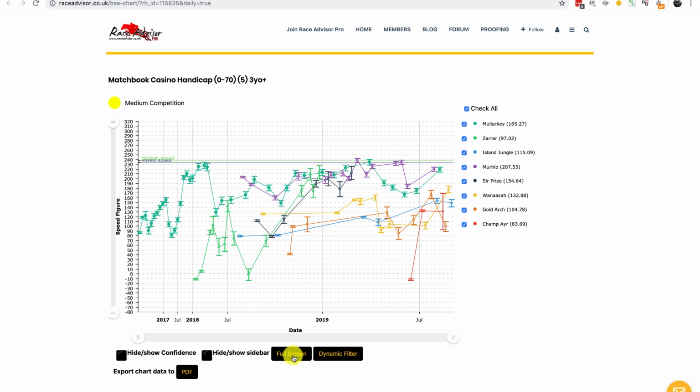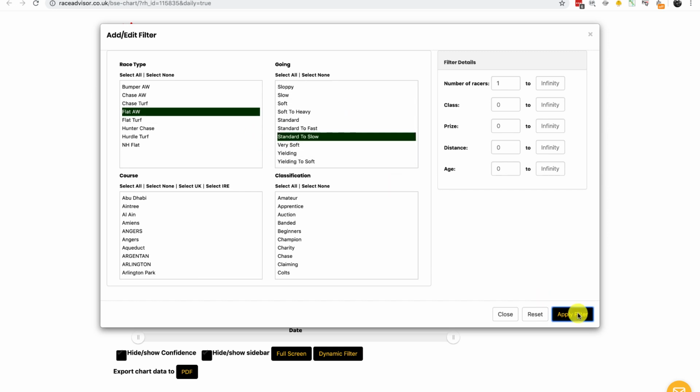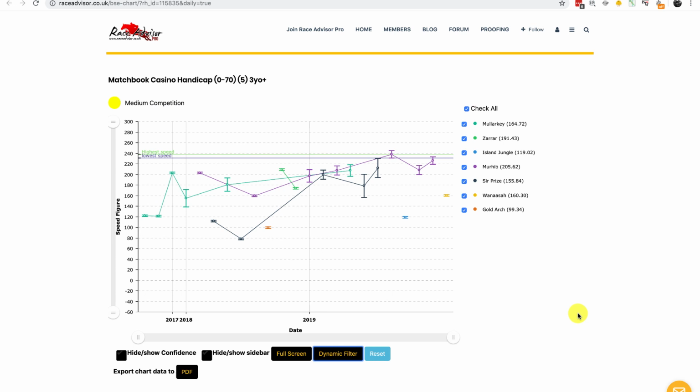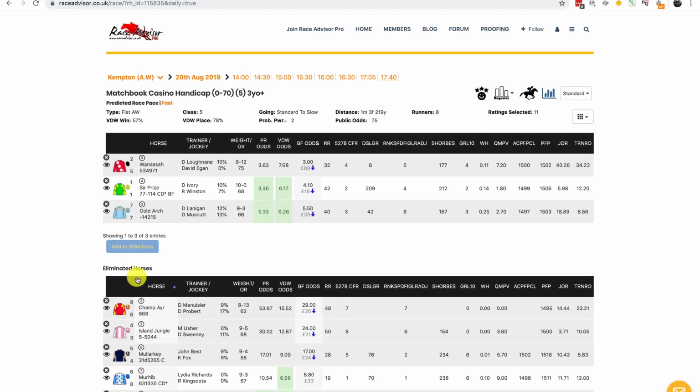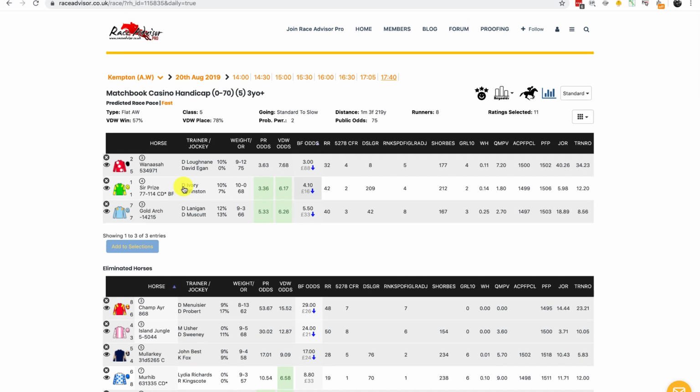But the first place that we start is by using the dynamic filter. So I'm going to put the filter in, and we're on a flat all-weather and we're on standard to slow. I'm just going to apply that filter first and see how many horses we've got. Most of them have got at least 1 race. You can see that there are 7 horses left here in a race with 8 runners. So that's not too bad at all. Let me come back over to the graph.